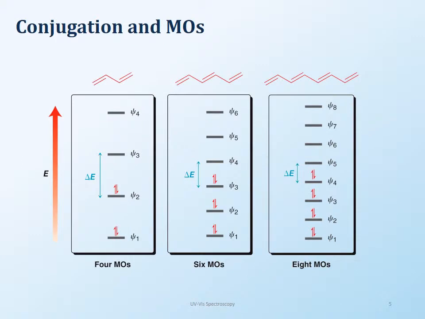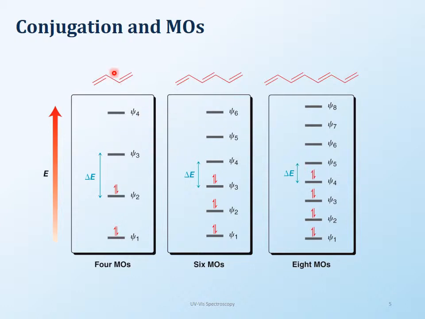Here is an example of what happens when you have conjugation and the molecular orbitals. We looked at a little bit about these systems before also. So you have a 4-carbon system, a 6-carbon system, and this one is not 12 but a little bit more conjugated, with 8 molecular orbitals. And this is what happens when you have more conjugation going on.